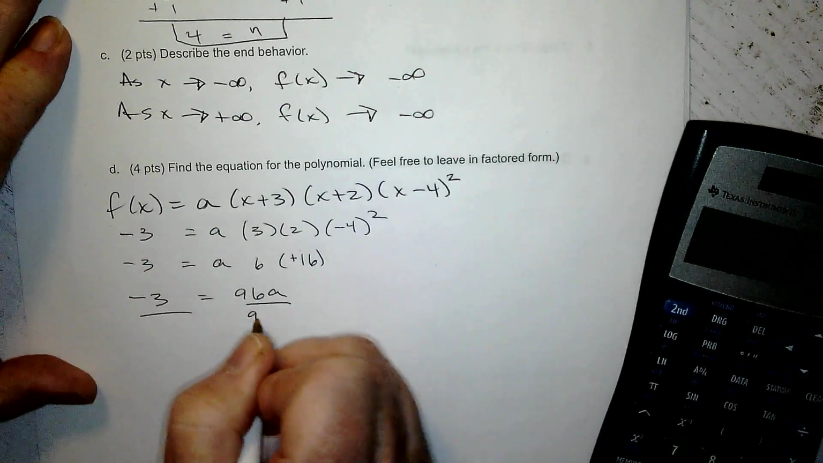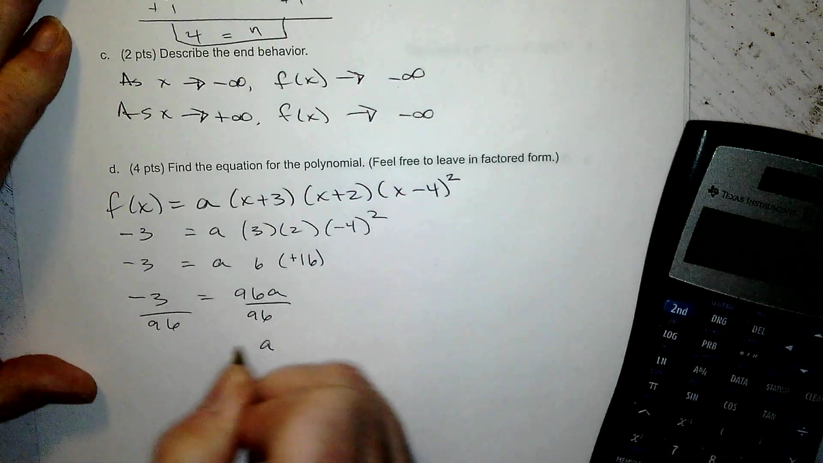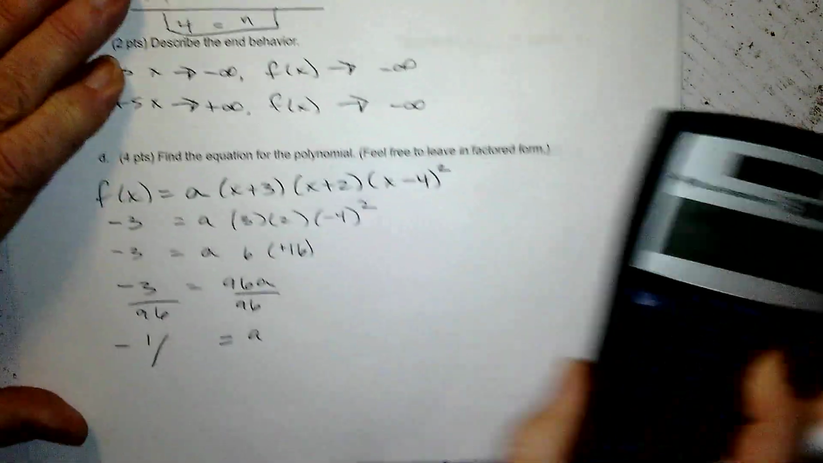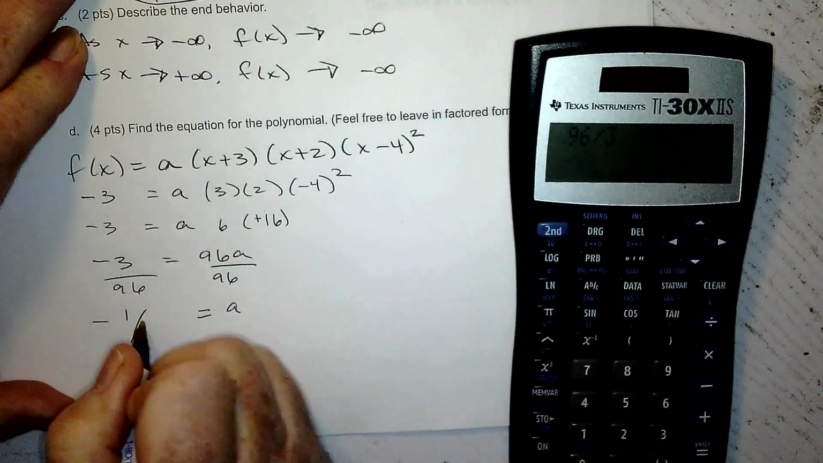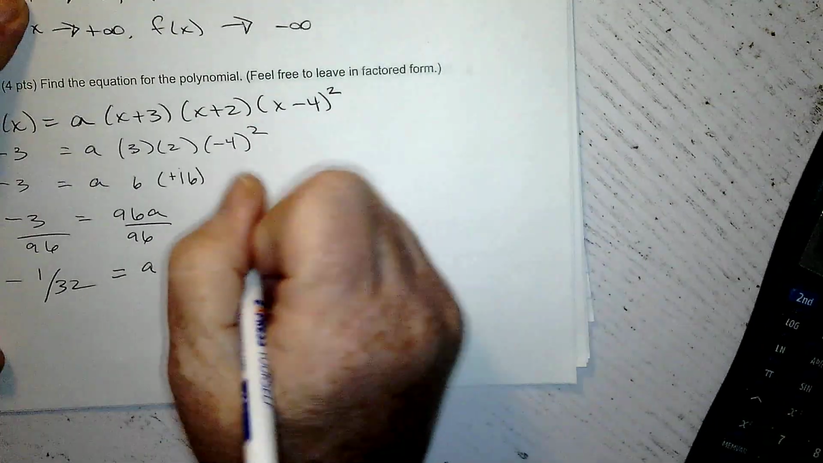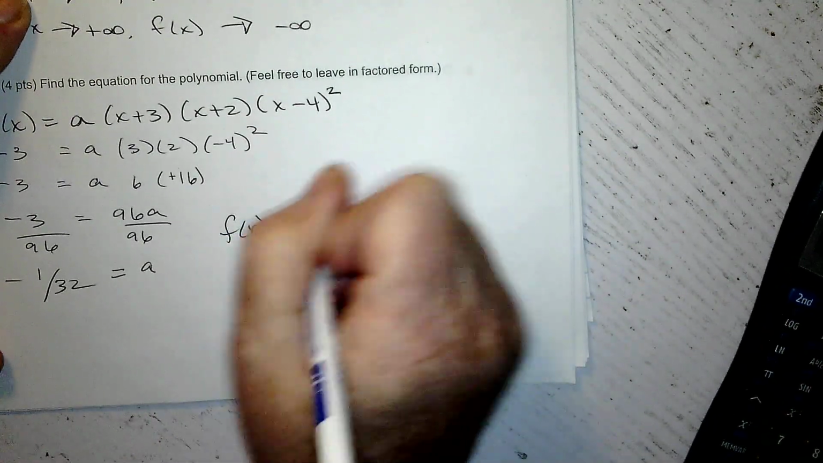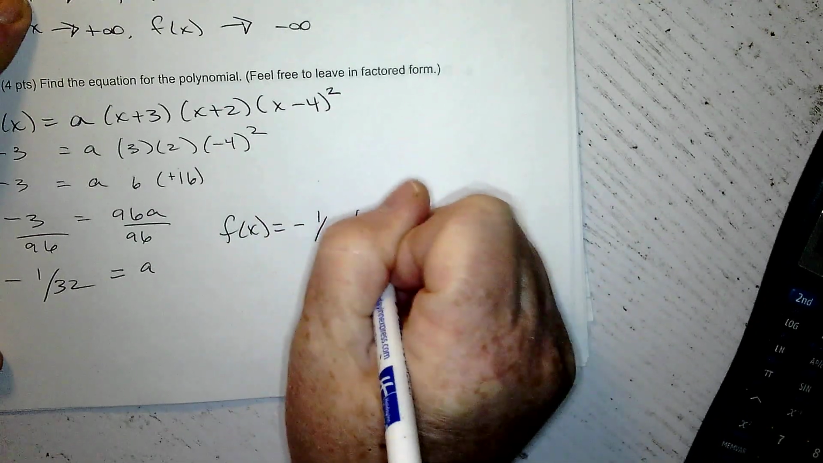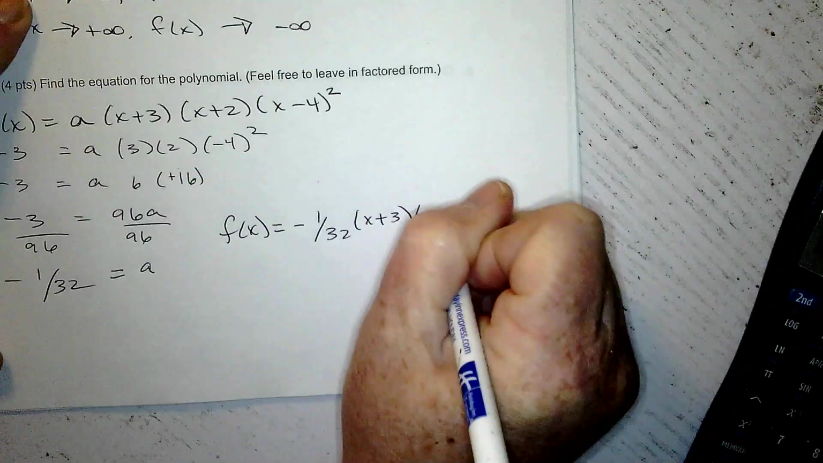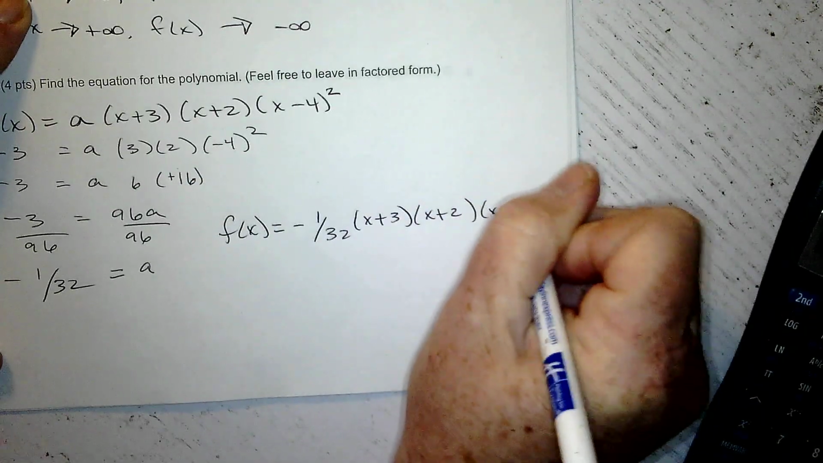Divide both sides by 96. A equals -1 over, I think that's 32. Yep, 32. So f of x for my function is -1 over 32, x plus 3, x plus 2, x minus 4 squared.